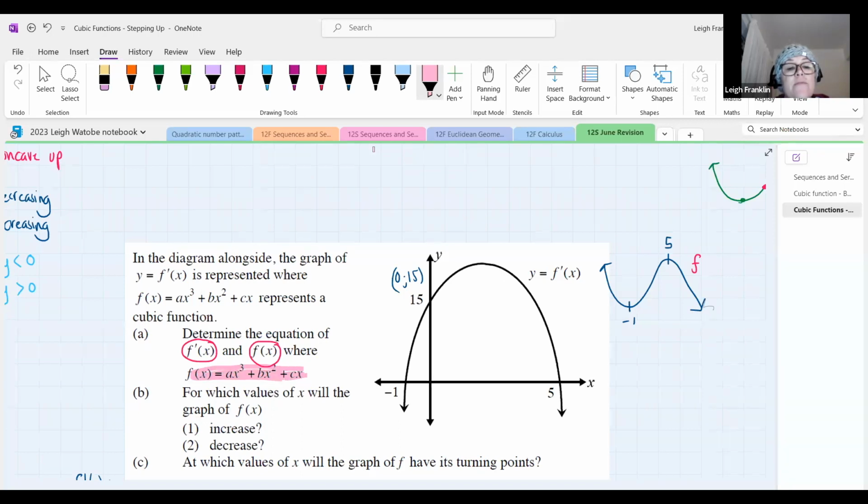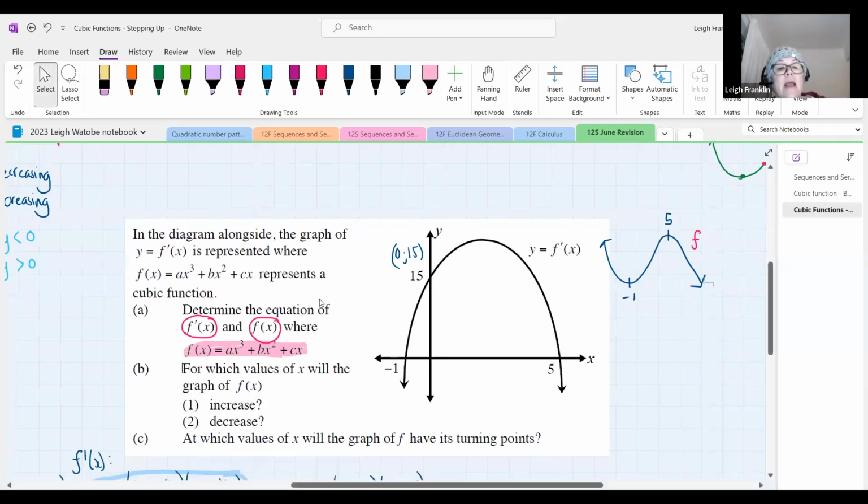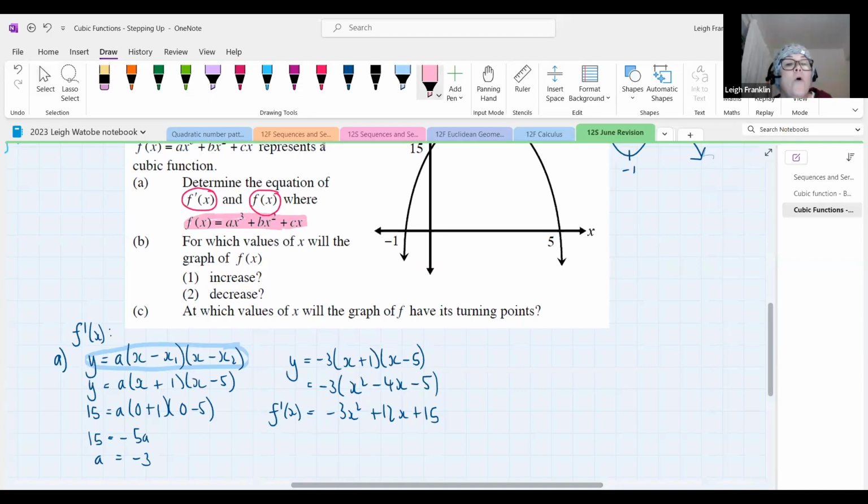In other words, if they are asking us to determine its equation, they want us to work out the values of a and b and c. Anyone got any idea how we would use the first derivative to be able to do that? How would we use the first derivative to get the equation of the original cubic function? Anyone got any ideas?